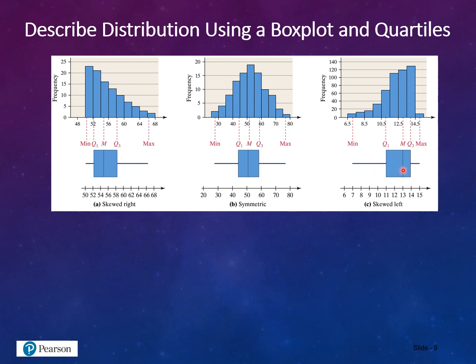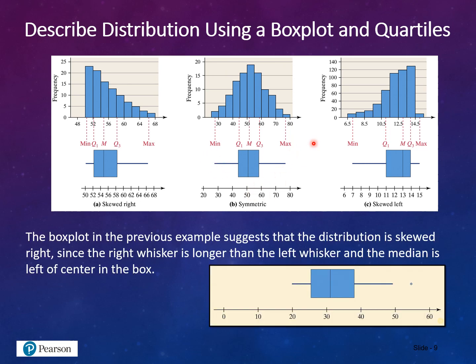Typically as well, the median will be in the opposite direction. Since we're skewed left, notice the median is further to the right inside the box. Here the median is further to the left in the shape that's skewed right. And when we have a bell-shaped curve, the median is pretty much in the middle and the whiskers are roughly the same size. Based upon our last example, the box plot we just drew, the median is sort of to the left and the whisker to the right is longer. So we have a right skewed distribution of data.